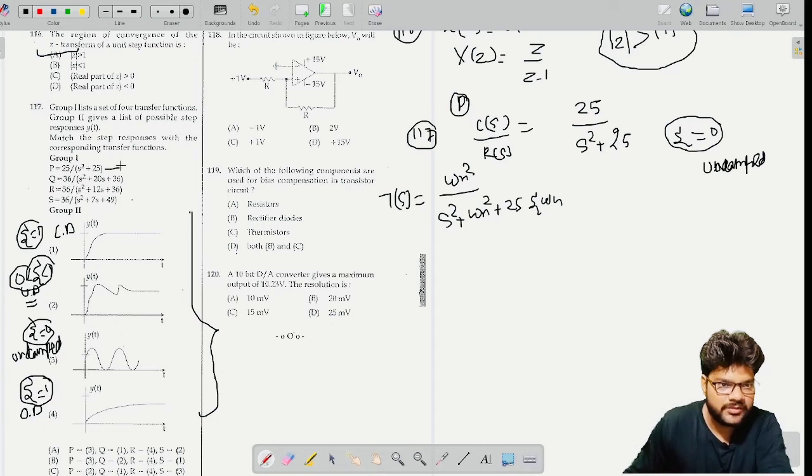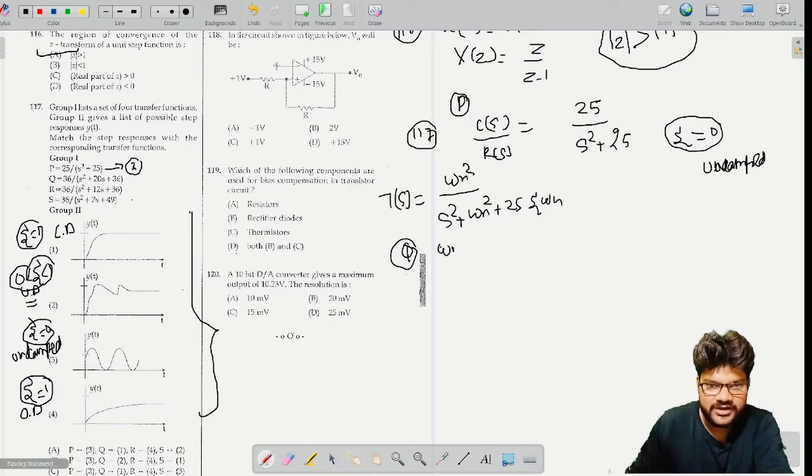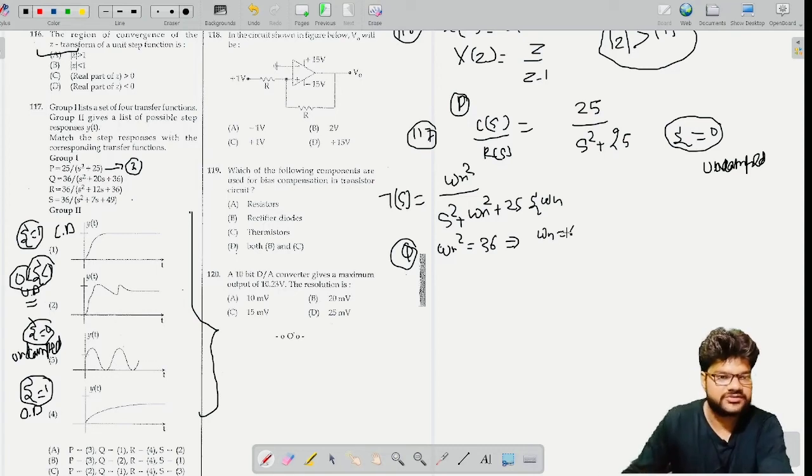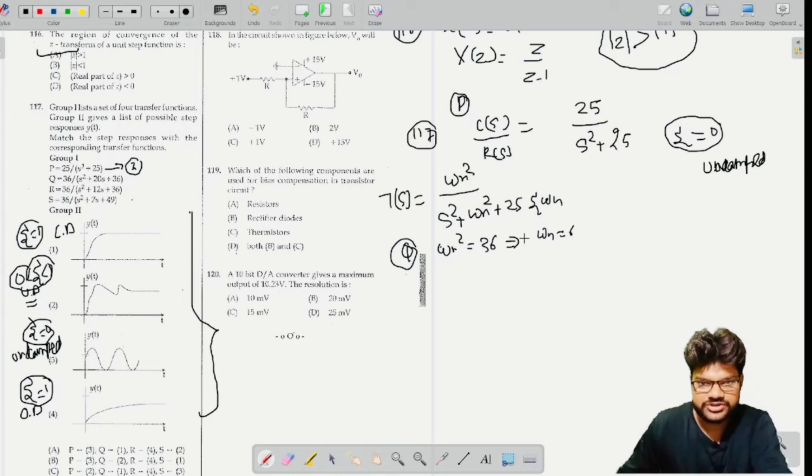So P has to be matched with third response, okay. Similarly, in case of Q, if you check, this is going to be 36 by S square plus 20S plus 36, right? So omega n square is going to be 36. So from this you can conclude that omega n is going to be 6, right? And 20S is going to be 2 zeta omega n into S, right? So 20 is going to be 2 zeta omega n.